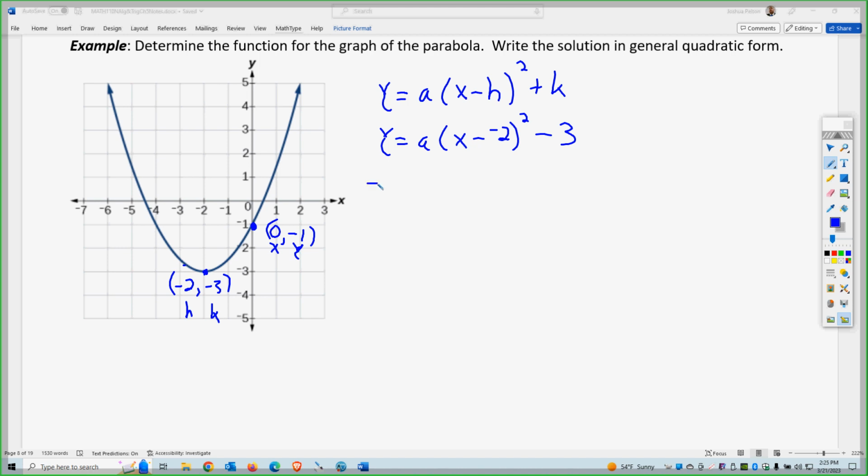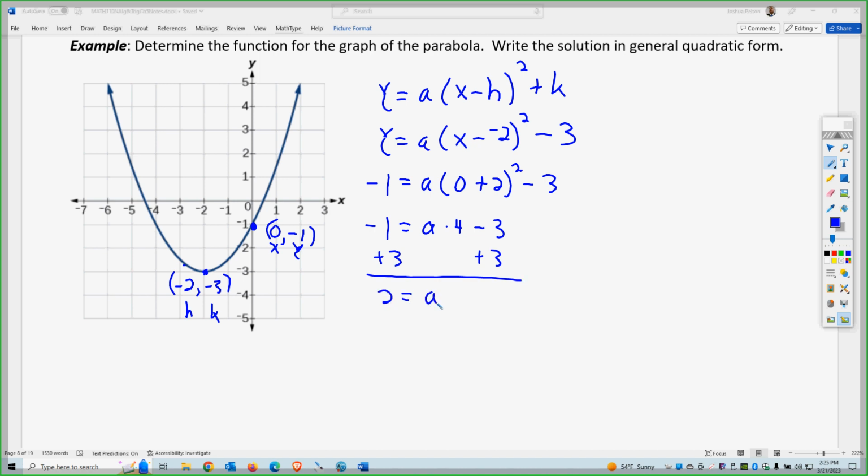Okay, so if I plug that in, -1 equals a(0 plus 2) squared minus 3. So -1 equals a times 4 minus 3. Okay, so I'll add 3. So 2 equals a4, or 4a. So I'll divide by 4. So a is 1/2, which is not my answer.